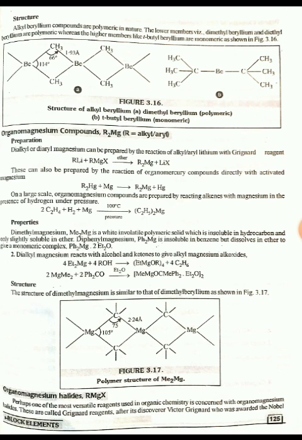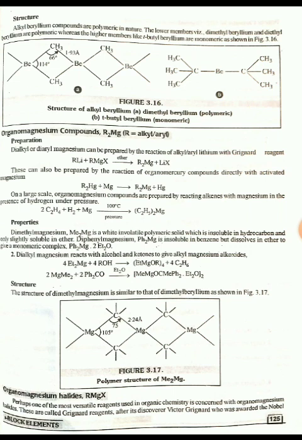Organomagnesium compounds R2Mg, where R is alkyl or aryl. Preparation. Dialkyl or diaryl magnesium can be prepared by the reaction of alkyl or aryl lithium with Grignard reagent. This can also be prepared by the reaction of organomercury compounds directly with activated magnesium. On a large scale, organomagnesium compounds are prepared by reacting alkenes with magnesium in the presence of hydrogen and under pressure.